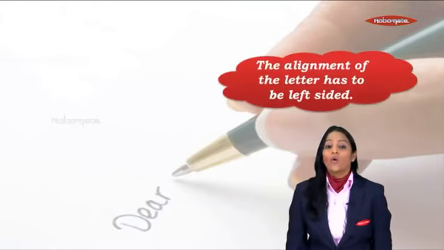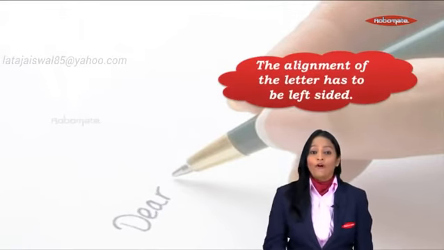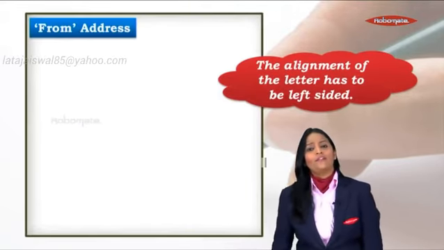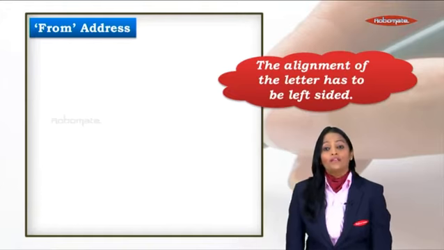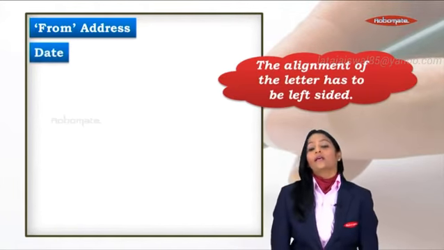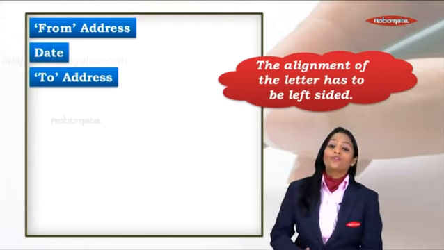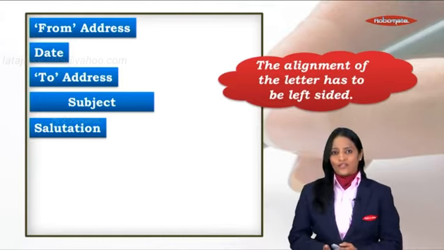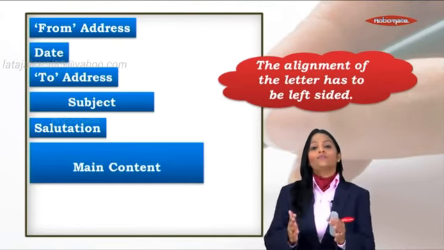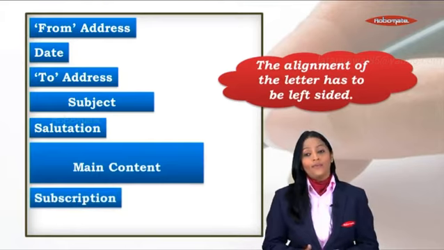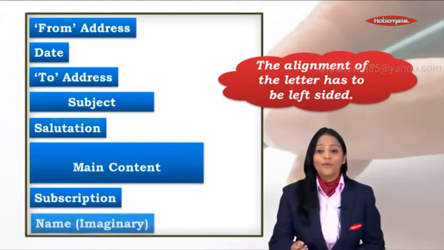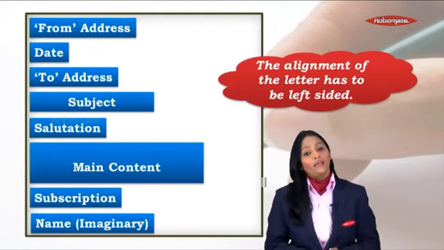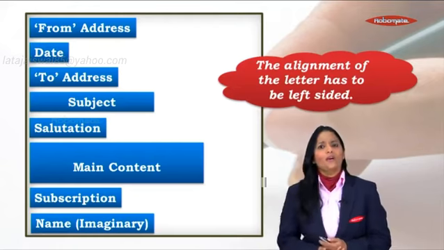Let us now see this with an example. But before that, very important, the alignment of the letter has to be left-sided, everything on the left. And here, this is how it will look. The from address, right on top left, the date after that. Then we have the to address, after that the subject, and then the salutation, you address the person. Then we come to the main content, and finally we have the subscription, after which you write the name, which is imaginary, or maybe the name is given to you in the exam, in the question.